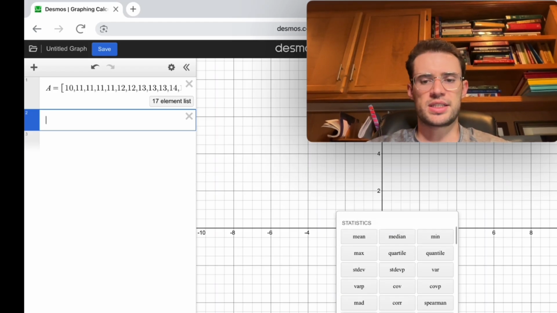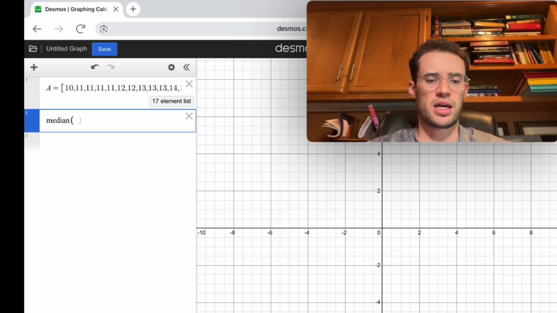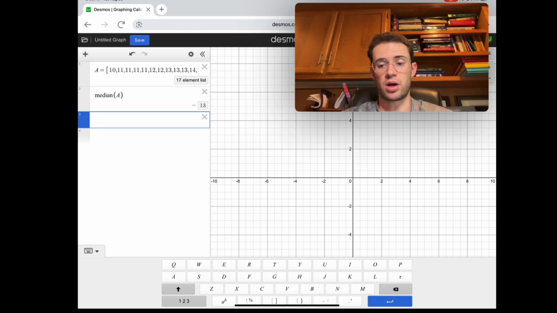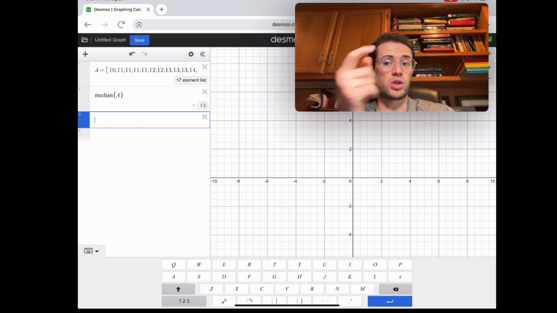Now, if we want to do the statistics of this, you could do the median of A like that, and it'll give you 13. Right? That's what we found as well when we just did it, counting them out. That's just showing that if you just type them directly into Desmos, if you knew to do that right away, it doesn't take that long to do. Just make sure you type them accurately. It could give you the median.